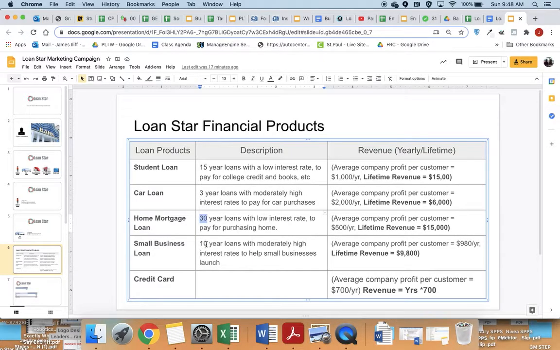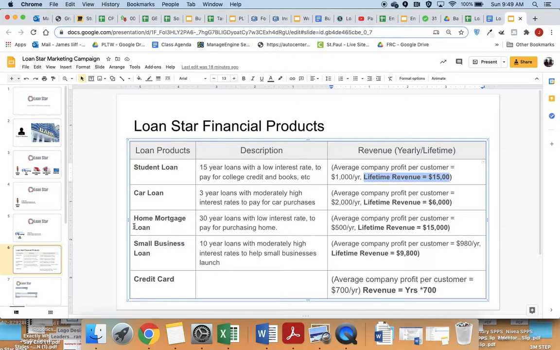Small business loan is a 10-year loan. And then credit card, there is no lifetime on it. It can go forever. And then over here is the revenue, both yearly and lifetime. So again, remember we said that a student loan is $1,000 per year in revenue. And then if you multiply that by 15, because remember 15 years, you get $15,000 of lifetime revenue.